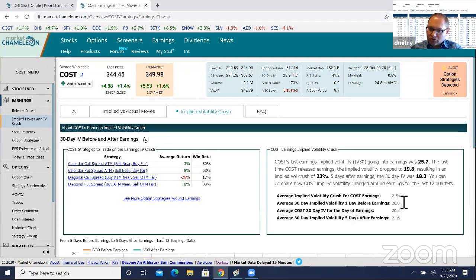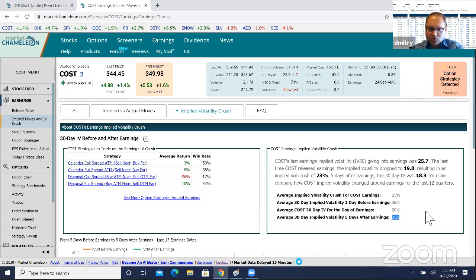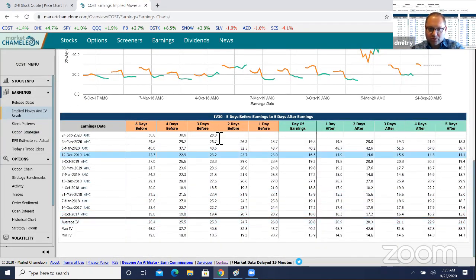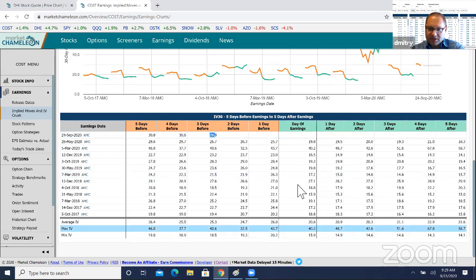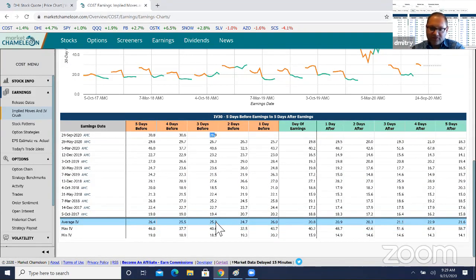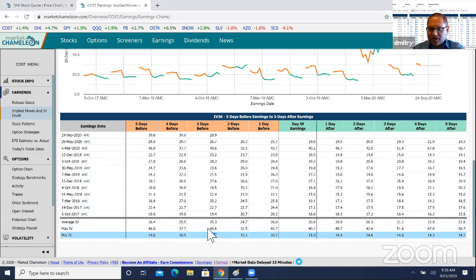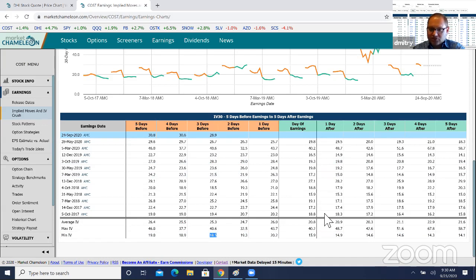after reporting earnings. The day before earnings, the average implied volatility was 26. The day after earnings, on average, it was 20.8. 5 days later, interestingly, it ticked up a little bit, on average 21.6. Here's what that looks like in the last 12 quarters. We haven't opened up yet, but right now we're at 28.9. On average at this time it's 25.3, with a high of 40.6 and a low of 18.5.